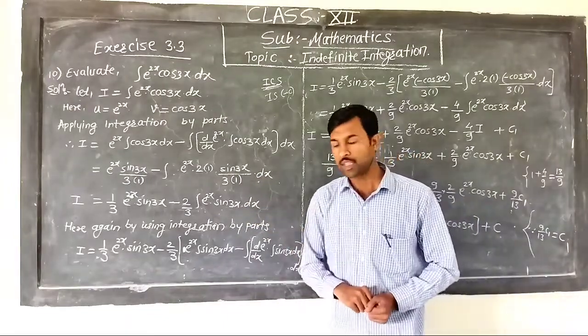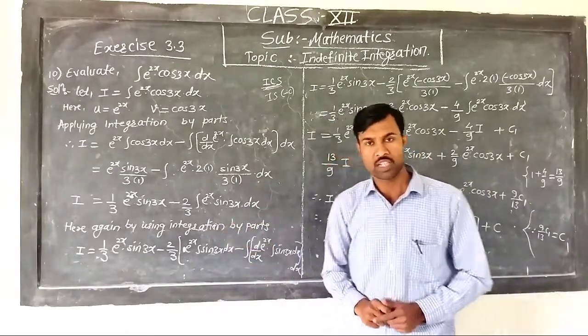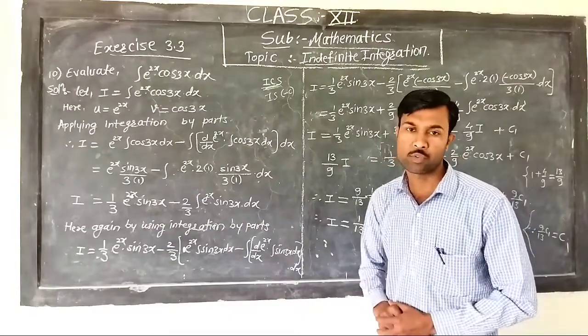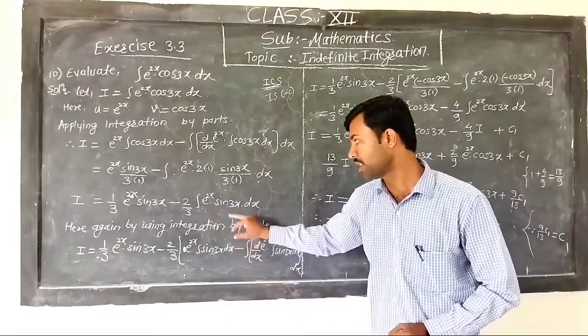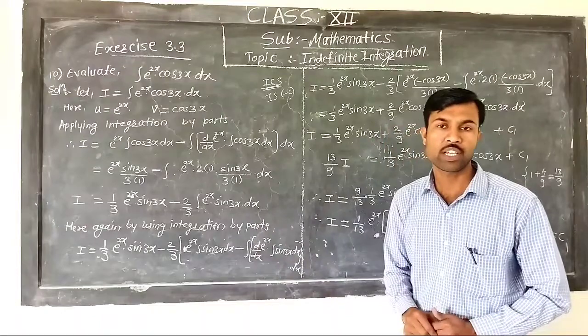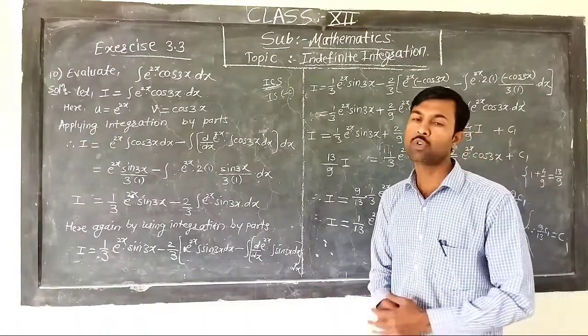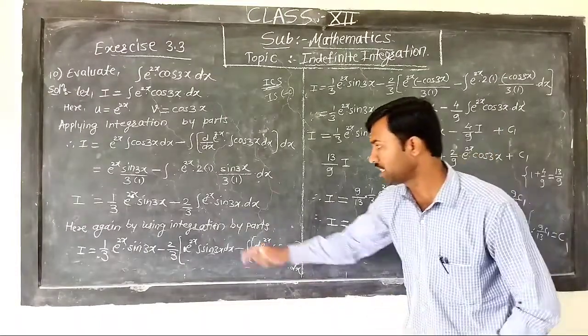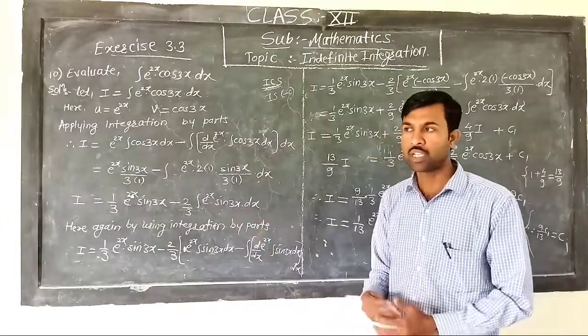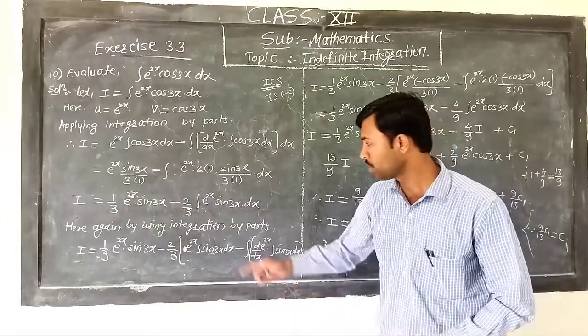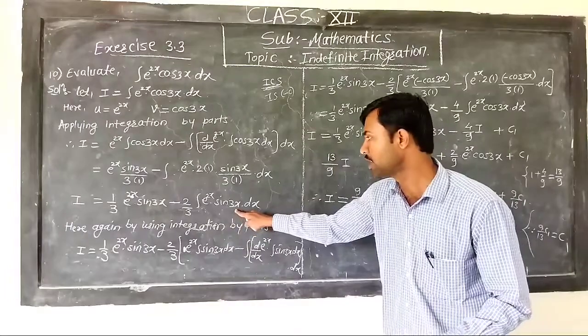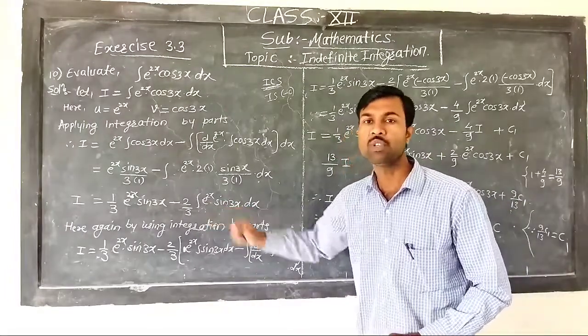Now friends, if you observe our second term, it is again the product of two functions, that is e raised to 2x into sin 3x. So we have to again choose our first and second function. I have told you that sin 3x is a trigonometric function and we can integrate it very easily. So sin 3x will be our second function, therefore our first function will be e raised to 2x.